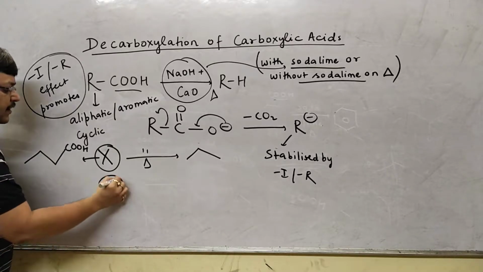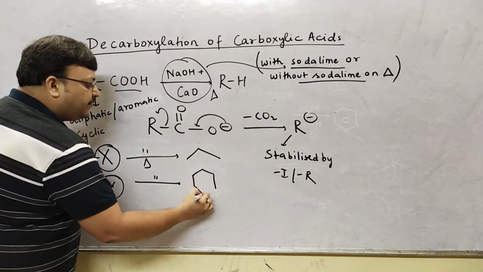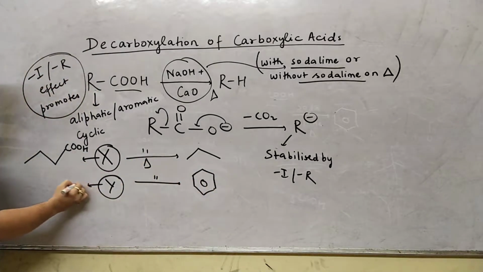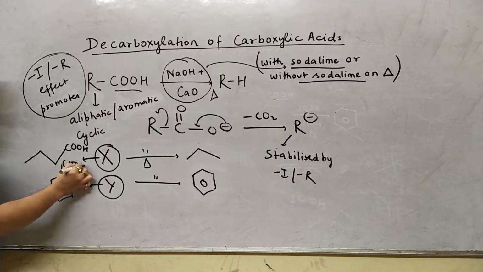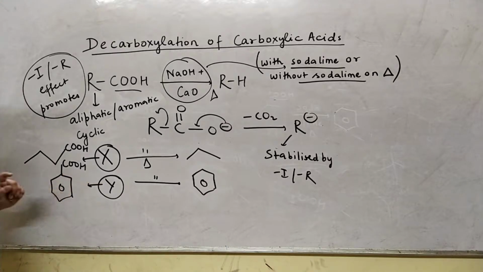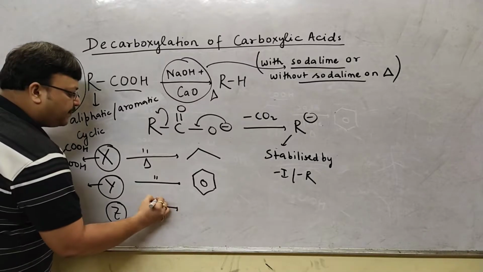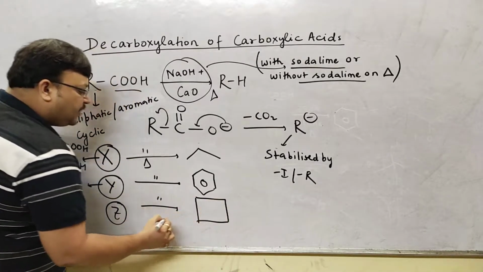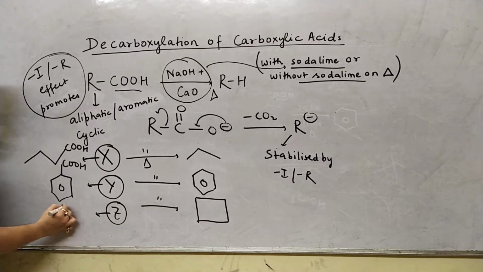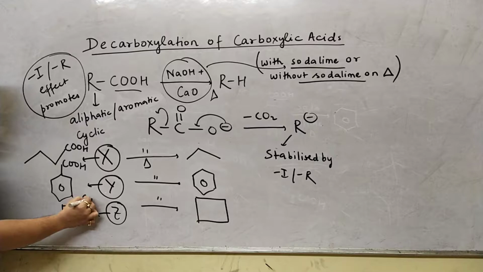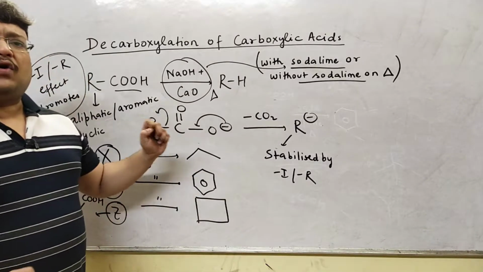Naturally, if you are given a compound Y which on heating with soda lime is, suppose, giving you benzene, this means Y must be having a benzene ring plus a COOH group which was decarboxylated, and Y is benzoic acid. Similarly, there could be a compound Z which, suppose, is giving you cyclobutane. I told you aliphatic, aromatic, cyclic, and this will mean Z could be a compound like this, a ring and a COOH group.